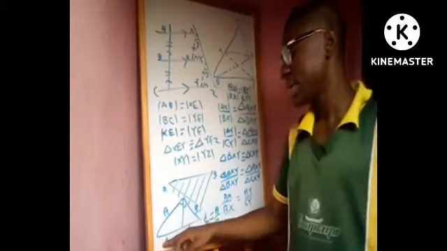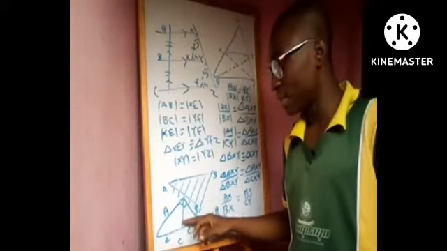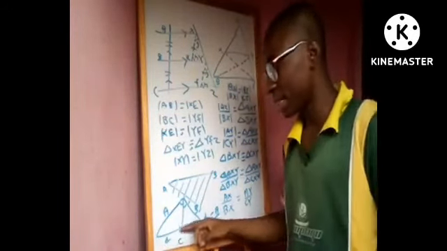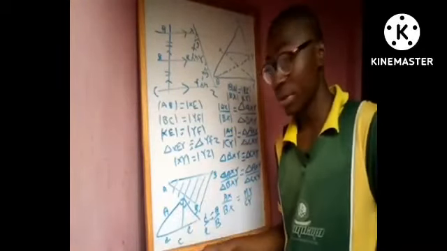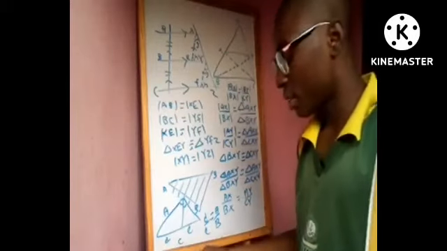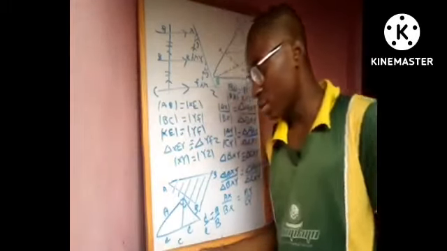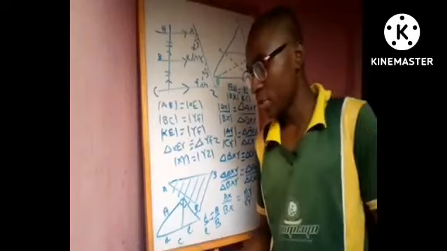So when you bisect this top angle, it divides this bottom side into the ratio of the two sides containing the top angle. So that's simply what it means. Then we'll talk about similar triangles. So similar triangles basically is what this episode is all about.